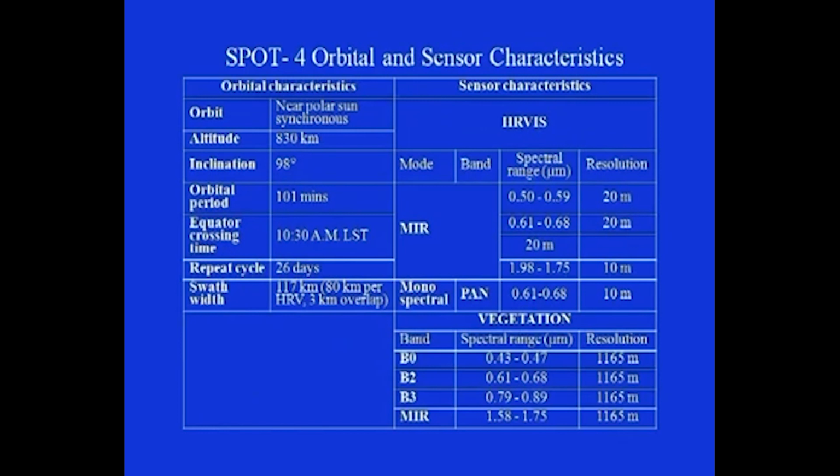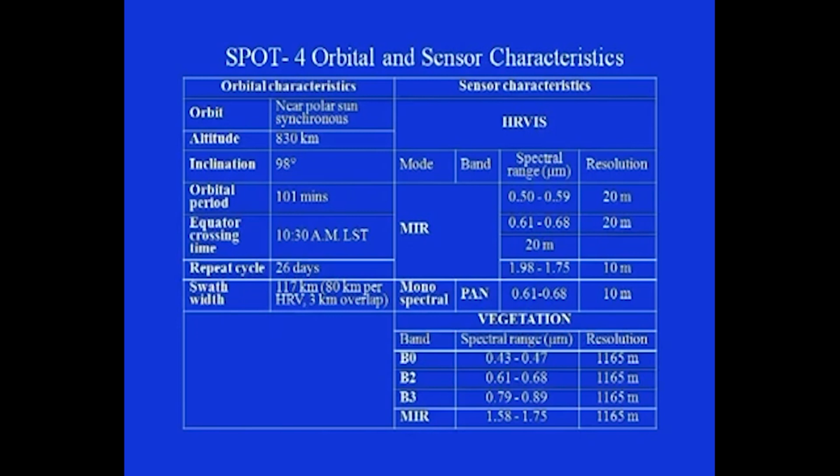In SPOT 4, there were slight modifications to the sensor systems. However, the orbital characteristics remained the same. In this particular mission, a new sensor was introduced known as HRVIR, and this would operate in 2 zones of the electromagnetic spectrum. One was MIR and the other was a monospectral band, that was the panchromatic.